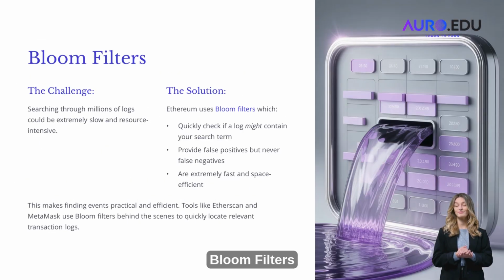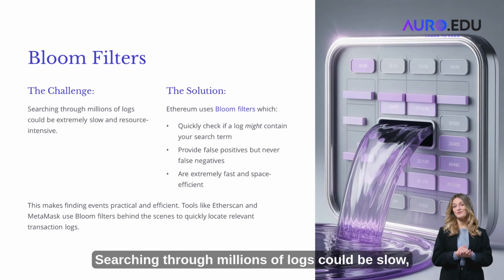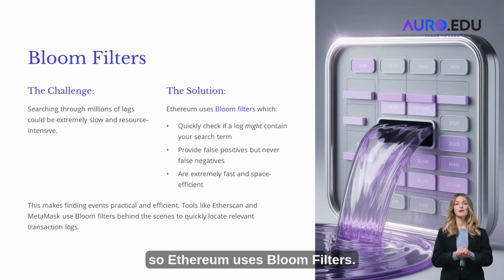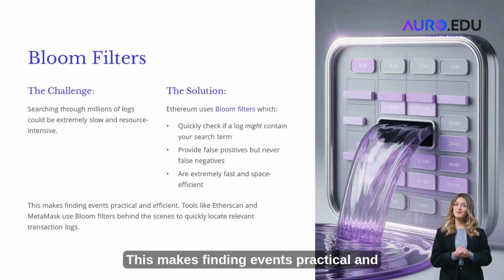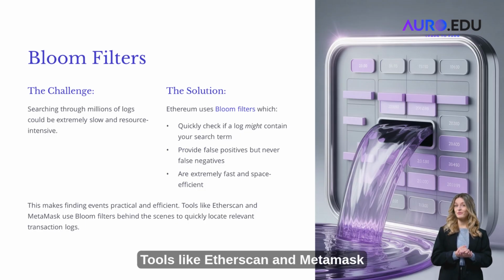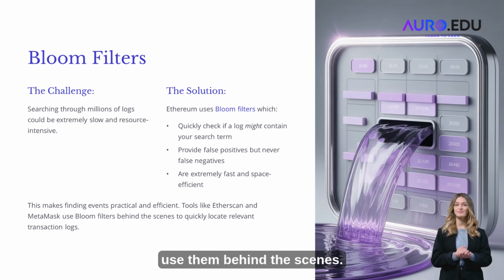Bloom filters. Searching through millions of logs could be slow, so Ethereum uses Bloom filters. These filters quickly check if a log might contain your search term. They aren't exact, but they are extremely fast. This makes finding events practical and efficient. Tools like Etherscan and MetaMask use them behind the scenes.